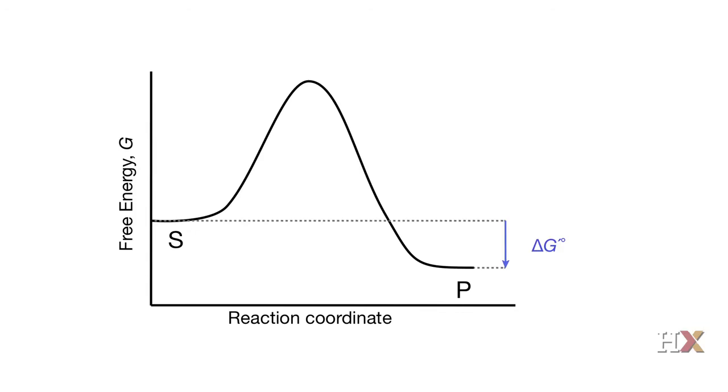Don't be fooled by the term spontaneous. It just means that you have a favorable reaction that proceeds from a high free energy state to a low free energy state. If you look at the reaction coordinate diagram, you can see that to go from substrate to product, you need to reach an intermediate state that has a high free energy. So you have an energy barrier that needs to be overcome for the reaction to proceed, for the substrate to be converted into a product.